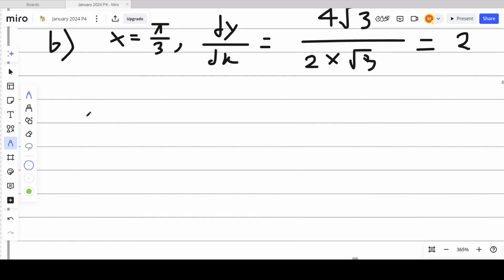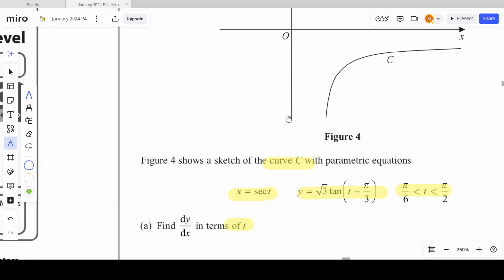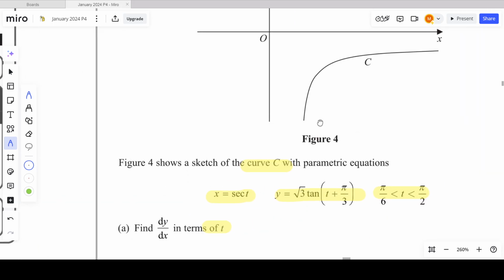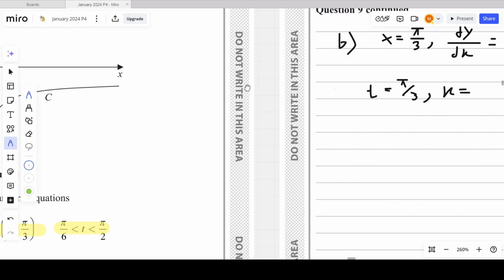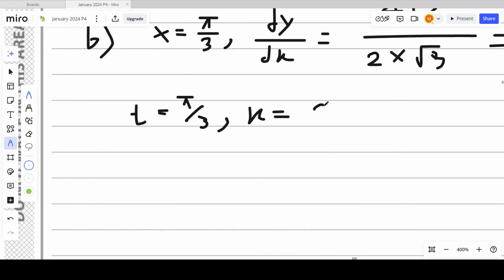So we know the parameter t equals to what? T equals pi over 3. So use this parameter to find the x coordinate. What would be the x coordinate? Let's see the x parameter. That is sec t. Sec pi over 3 is basically sec 60 degrees. So sec 60 degrees is 1 over cos 60. Cos 60 is half, so that would be 2.